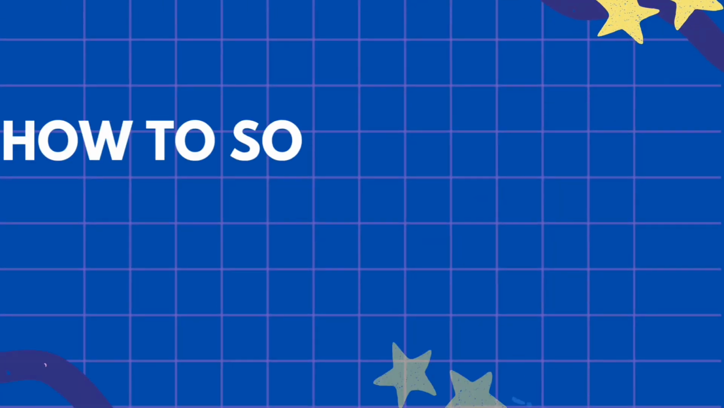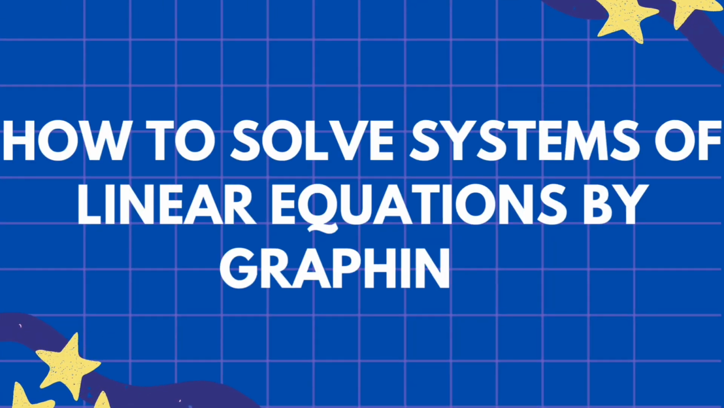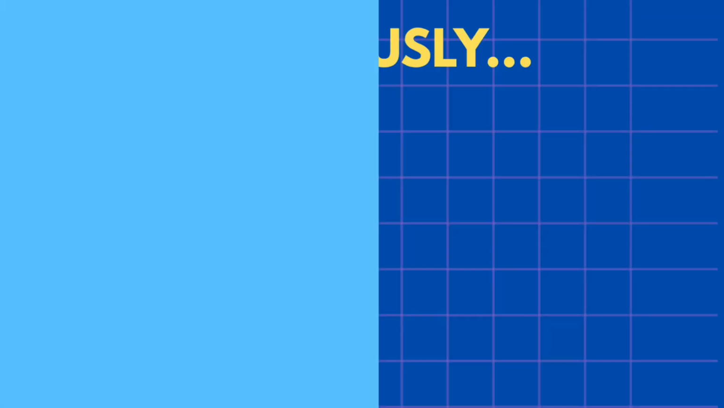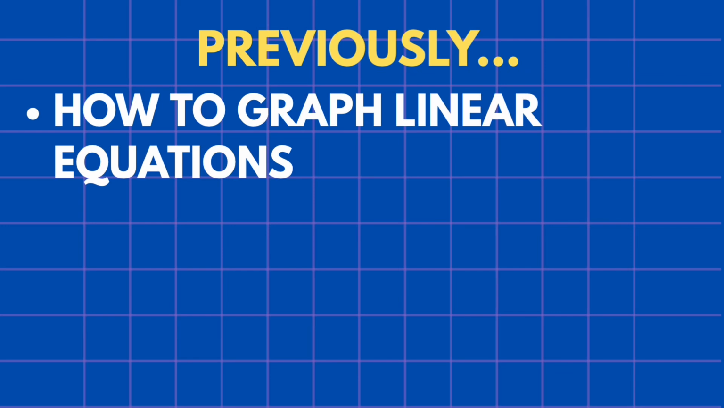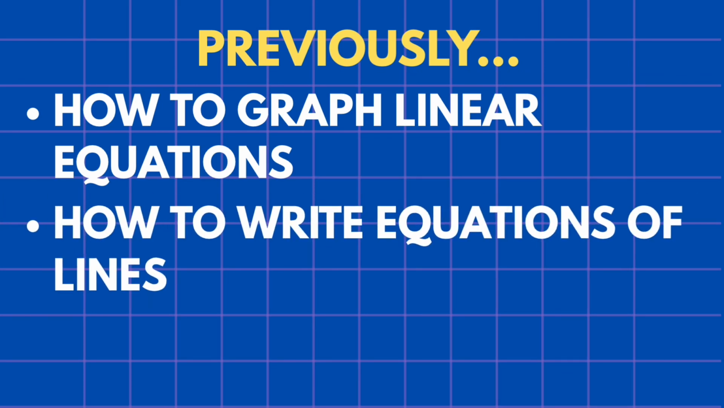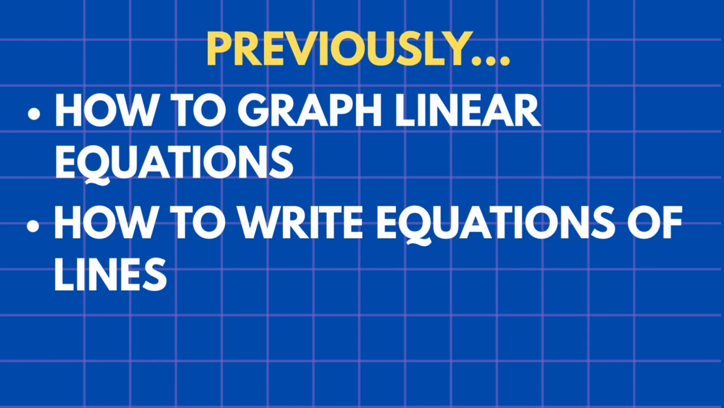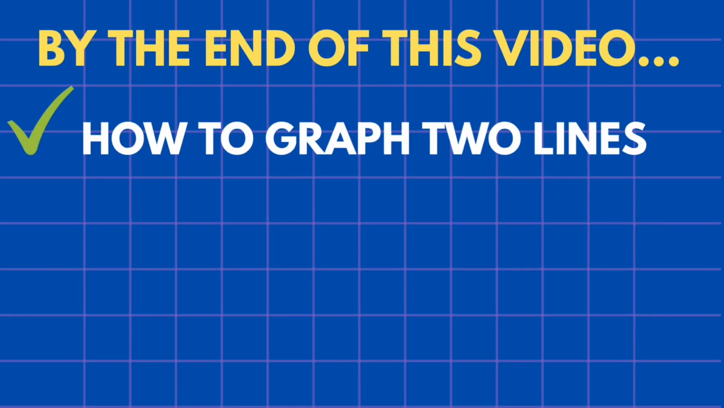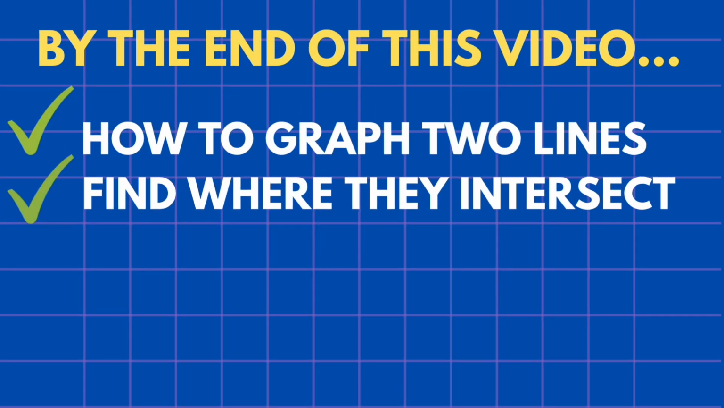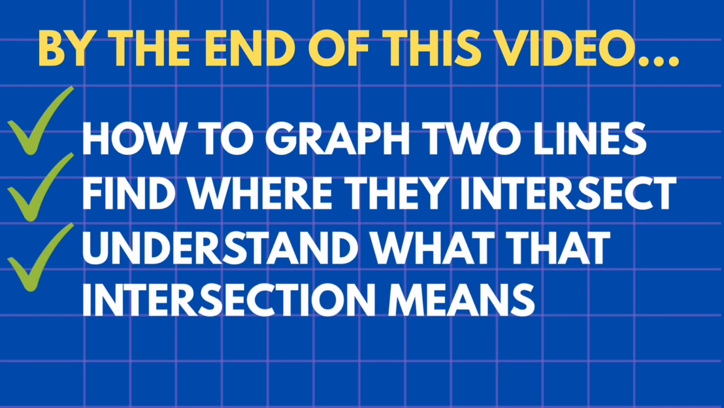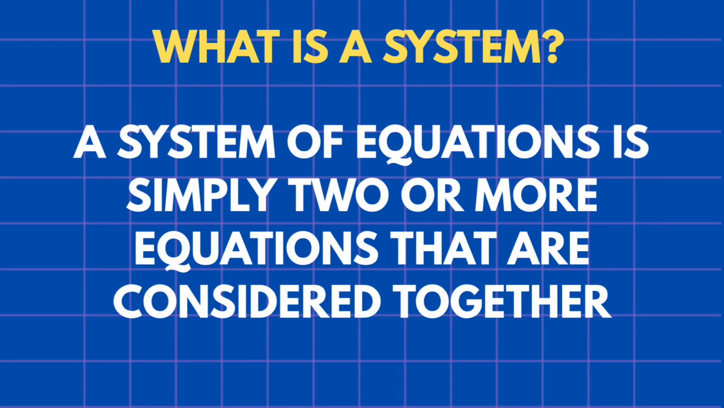Today we'll learn how to solve systems of linear equations by graphing. So far in this series, we've worked with one line at a time. We've learned how to graph a line, we've learned how to find its equation. But today we're taking the next step. Instead of working with one line, we're going to work with two. This topic is called a system of linear equations. By the end of this lesson, you'll know how to graph two lines, find where they intersect, and understand what that intersection actually means. So what is a system?